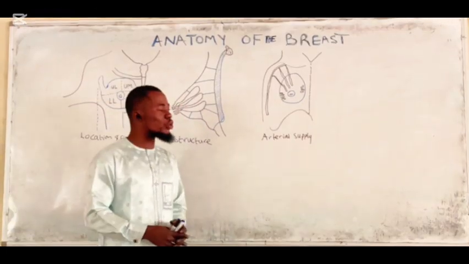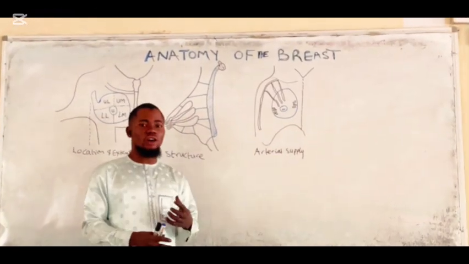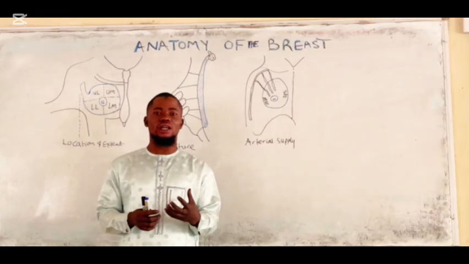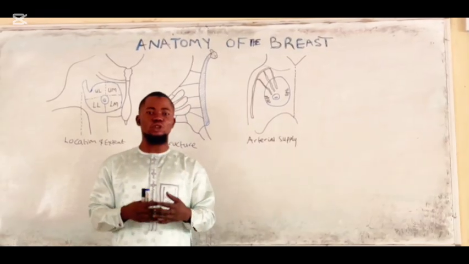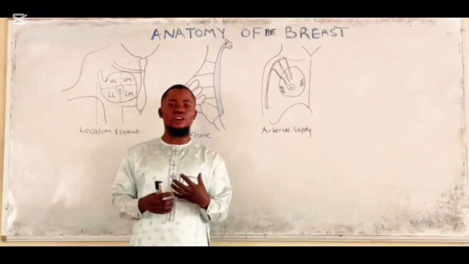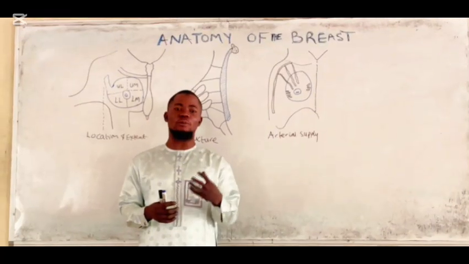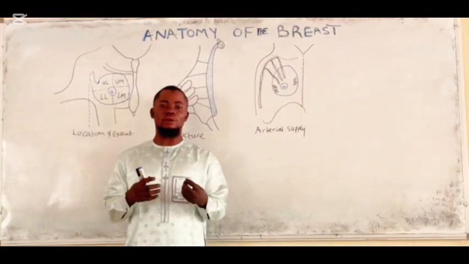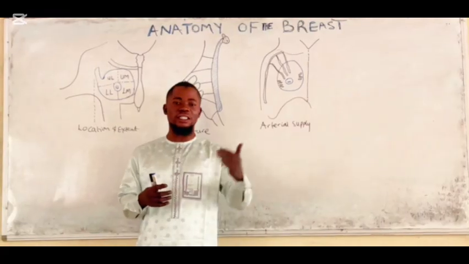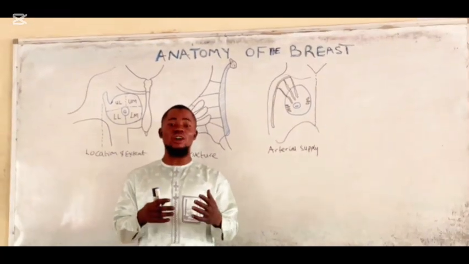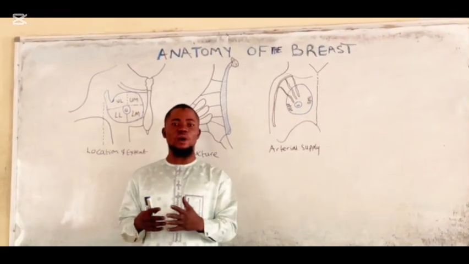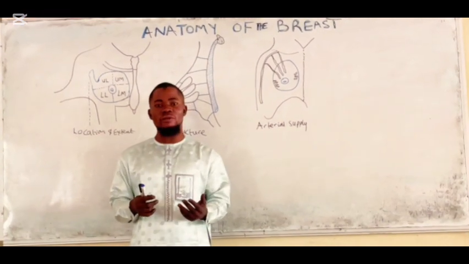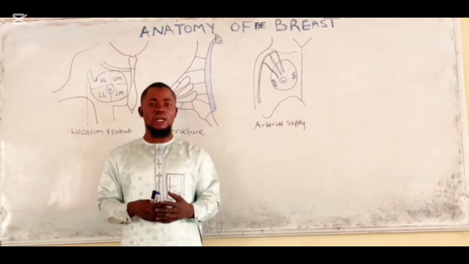In today's class, we'll be looking at the anatomy of the breast. The breast is a modified sweat gland that is situated at the pectoral region. In fact, it is one of the most important organs located at the pectoral region. It is present in both sexes, though it is rudimentary in male and well developed in female after puberty. Occasionally, a breast may be well developed in male as well, and the condition is called gynecomastia.